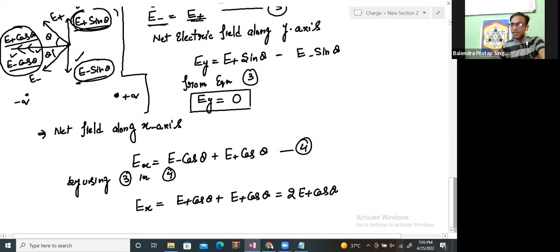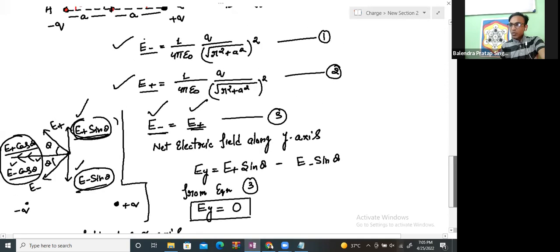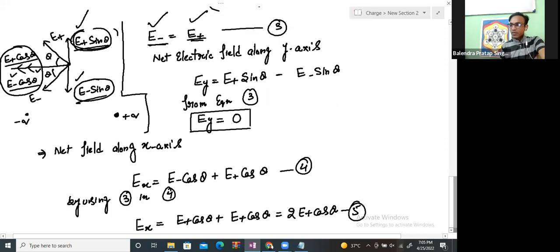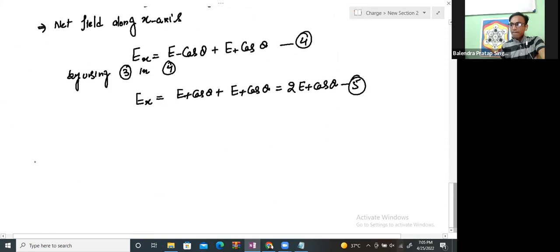Okay, that is equal to 2E plus cos theta. Put the equation number 5. Now if we substitute the value of E plus from equation number 2 into equation number 5, we will get an expression.